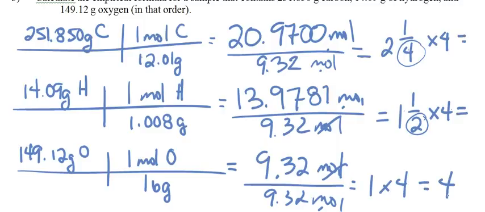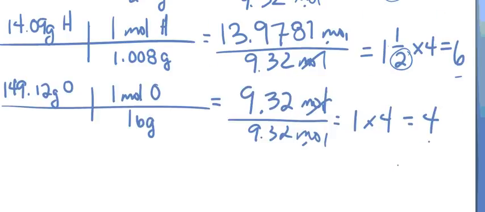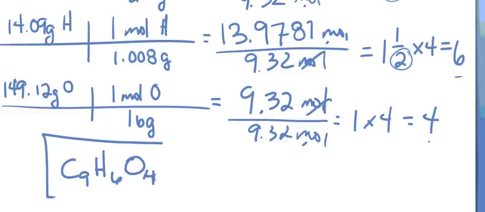Well, this one's a whole number. This one we just did was a whole number. And this changes that to 9, I believe. Double check: 2 1/4 times 4 is 9. Yeah. All right, so here we have whole numbers now. The 9, the 6, and the 4 are our whole numbers. So our formula is C9H6O4. And that is our empirical formula. We cannot reduce that down any further.